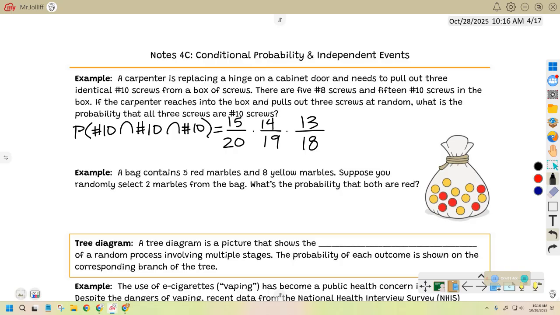Remember that when you multiply fractions, you multiply across the top, you multiply across the bottom. Your calculator is stupid. So 15 times 14 times 13 divided by 20 times 19 times 18. And let's see what that gives us. 0.378. Can I get a confirmation?